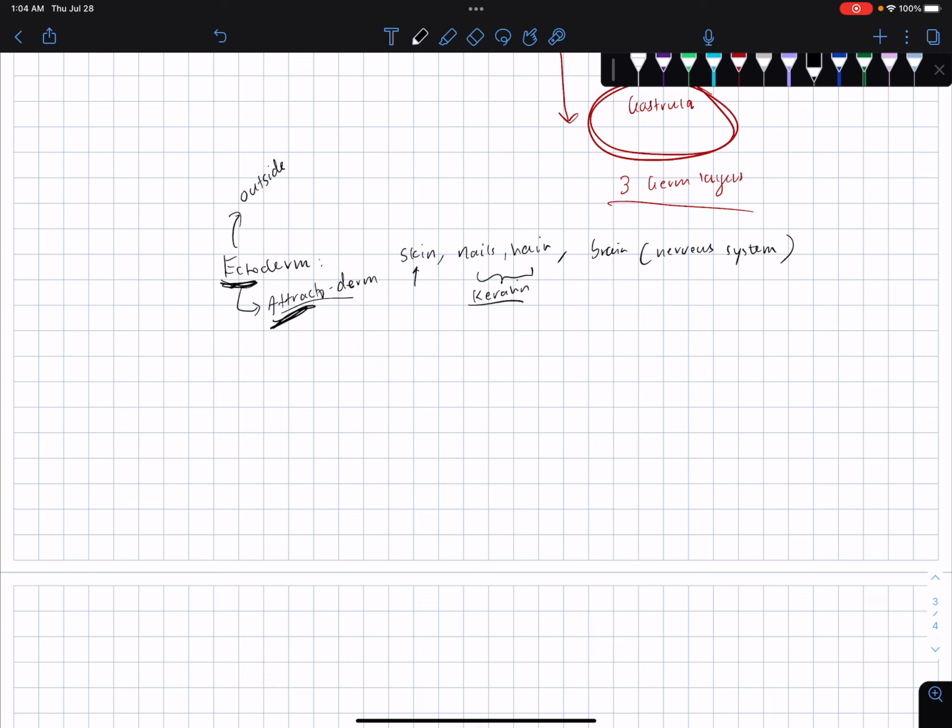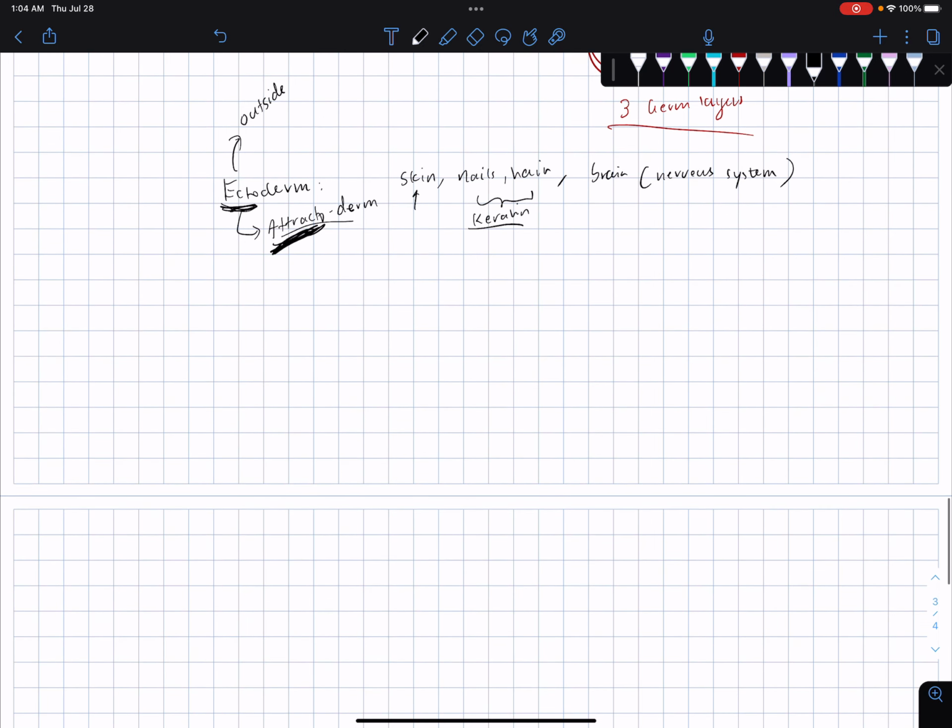You think of going to the salon and getting your hair and nails done, or putting makeup on your skin to be attractive. And then we're throwing in the brain in there. The brain is also very important for human function. You can think of someone's brain and the way they think as making them attractive too. So that's just a mnemonic to remember that.